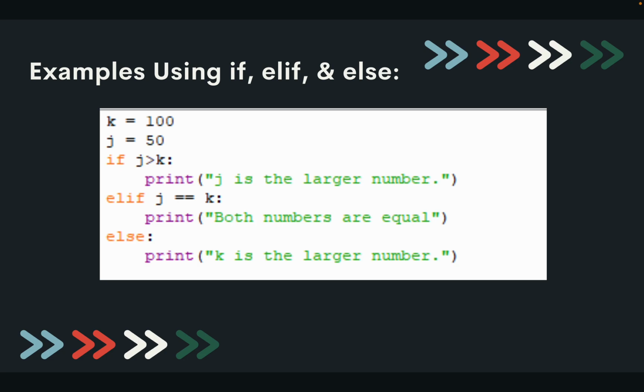So here's an example. Here we set k equal to 100 and j equal to 50. The first if statement is j greater than k, and since that's false, the print statement below that will not execute. Then it'll skip straight to the elif statement. It checks if j is equal to k. Since 50 and 100 are not equal, that'll also skip, and it'll go straight to the else statement, and it won't check anything else. It'll just automatically do the command, which is print k is the larger number.